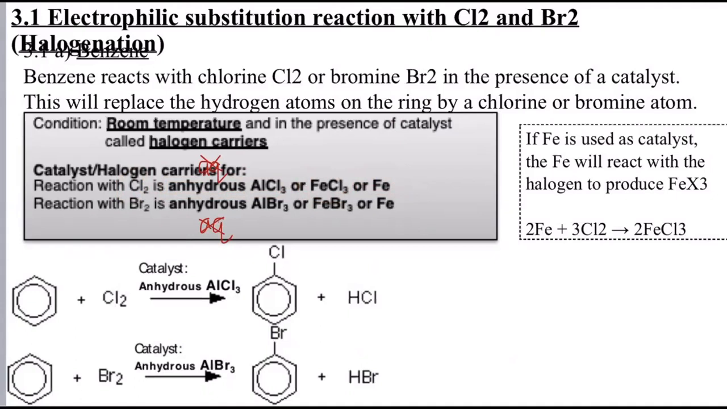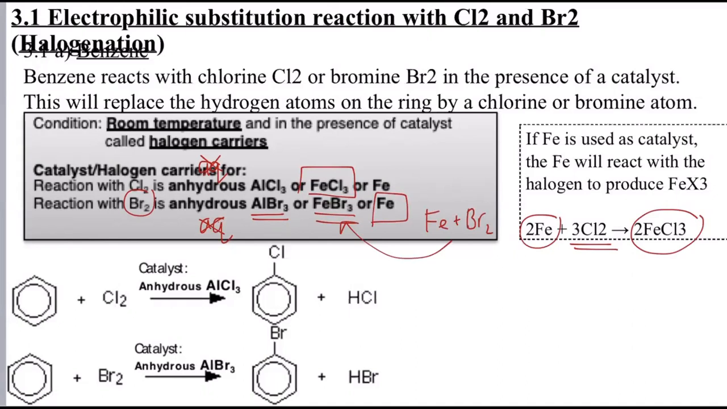Now, why does it work with iron? It's because when you have iron and chlorine as your reagent, iron chloride is formed, and iron chloride is a catalyst. So if you use bromine as your reagent, you will use anhydrous aluminium bromide or iron bromide, or you can react it with iron. The iron will react with bromine to form iron bromide. So do not mismatch your catalyst and your reagent. If it's chlorine, then you have to use a halogen carrier of chlorine.